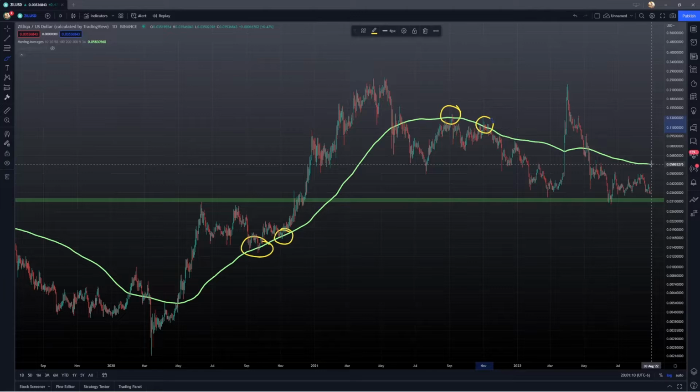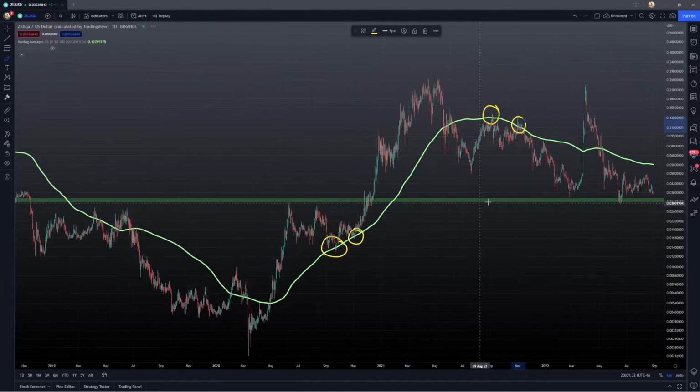And whether that happens in a few weeks or several months from now, when we do ultimately reclaim the 200-day average and then flip it into support like we did back here in September of 2022, that for me is going to be a bullish sign that maybe we're going to start to shift the tides back to the upside, and that's going to increase the probability that I think that Zilliqa is going to have a run back up to some of these higher valuations.